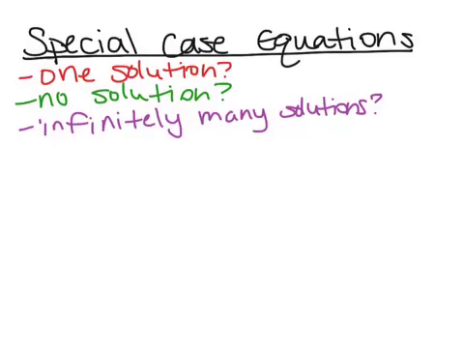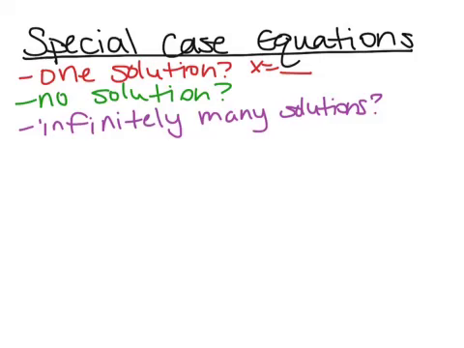Sometimes when we solve equations, we might get a special sort of answer. There's a possibility that you could get one solution. That's when you get x equals a number, or y equals a number, or z equals a number, or just your variable equals one thing. But sometimes you might get no solution. Sometimes you might get infinitely many solutions.